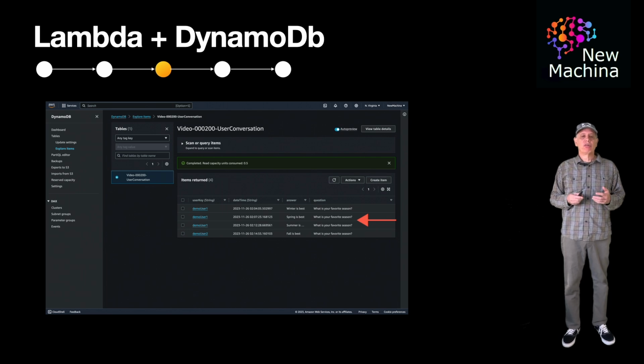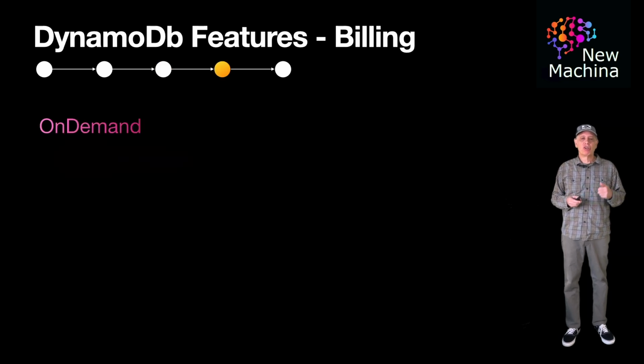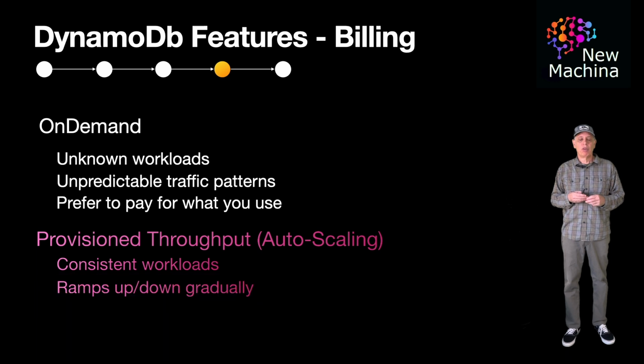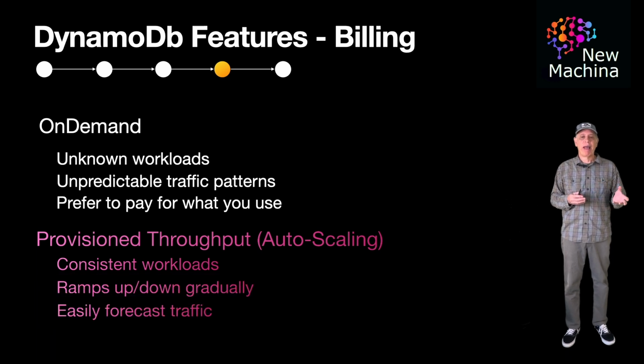So now that I've shown you how to integrate with DynamoDB, there are two billing models available to you. The first is on demand. In this particular billing model, you pay for what you use. And this is a better model if you have unknown workloads or unpredictable traffic patterns. The second billing model is provisioned throughput. With this particular model, you define your read-write capacity per table, and you can also define auto-scaling rules. And this is better if you have consistent workloads or your workload ramp-ups, ramp-downs are gradual.